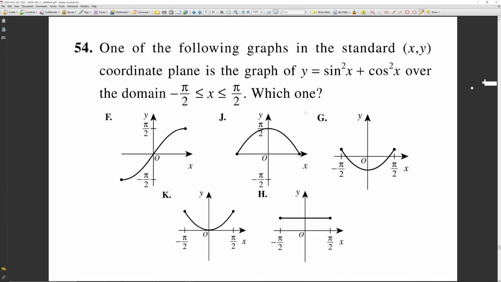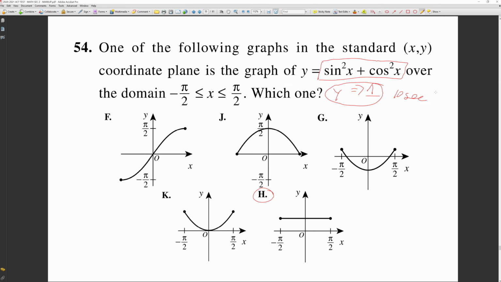There you go. 54. One of the following graphs in the standard xy coordinate plane is a graph of y equals sine squared x plus cosine squared x, over this domain. Which one? In trigonometry, this is a special formula. So we'll need to know that sine squared plus cosine squared by definition is equal to 1 for all values of x. So as a result, y is equal to 1. So the only graph that gives me y equals 1 is H. So in reality, this was a 10-second problem. That's what I'm talking about.